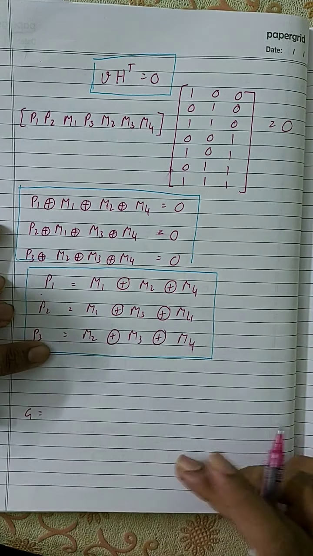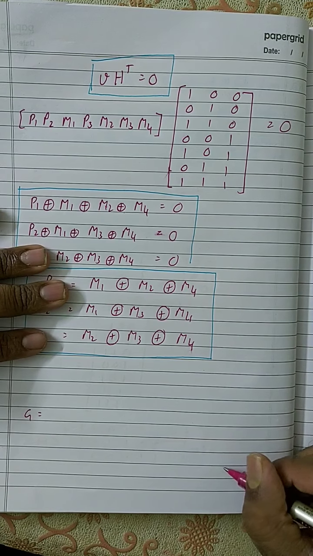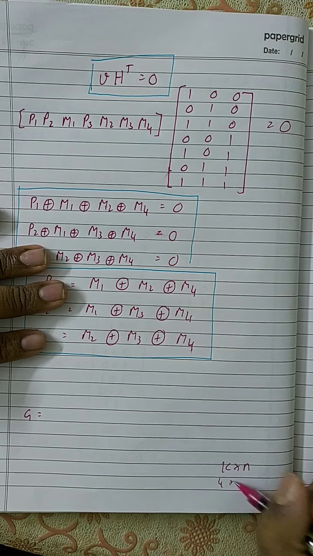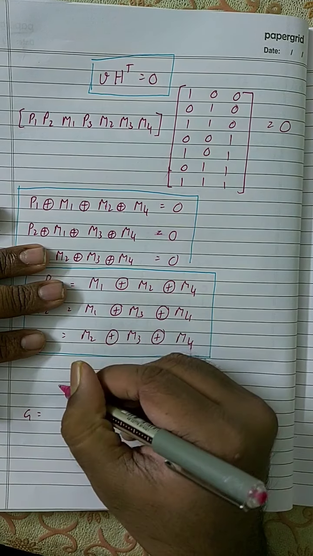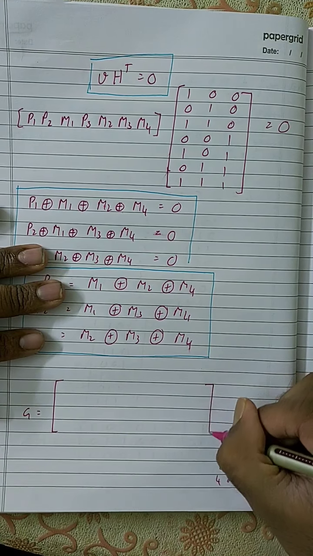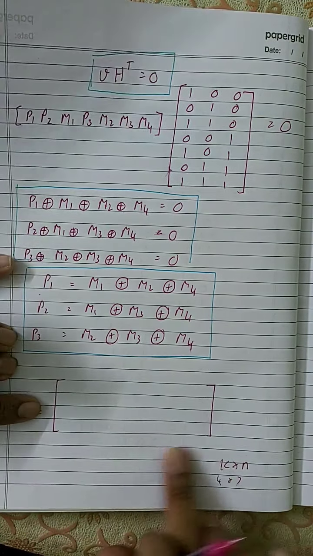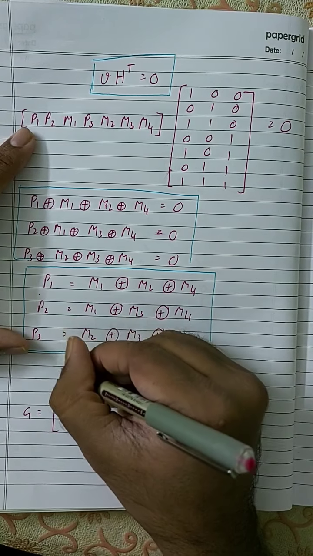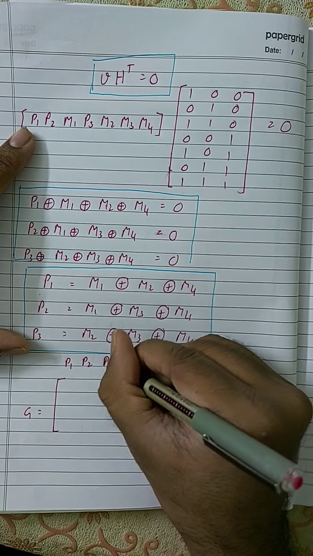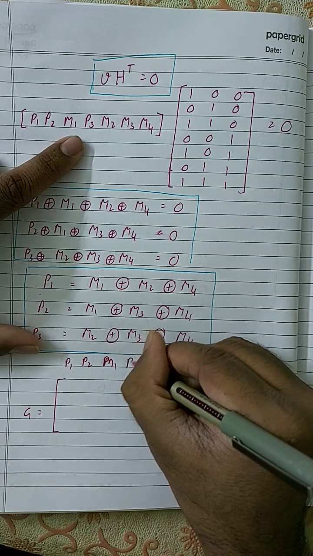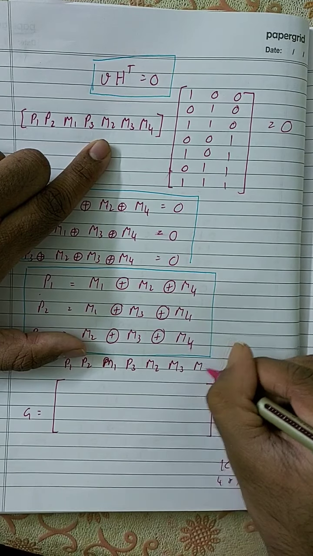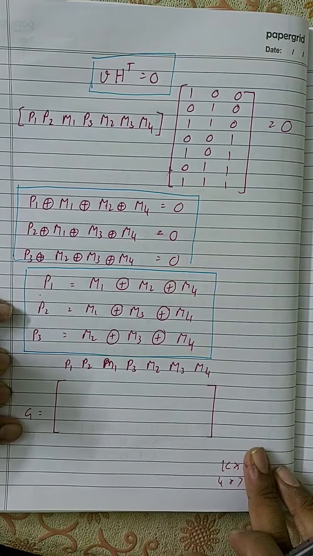We all know that the dimension of the G matrix is K by N, where K is equal to 4 and N is equal to 7. And what will be those 7 bits? Those 7 bits are P1, P2, M1, P3, M2, M3, M4. So how do I write my generator matrix?